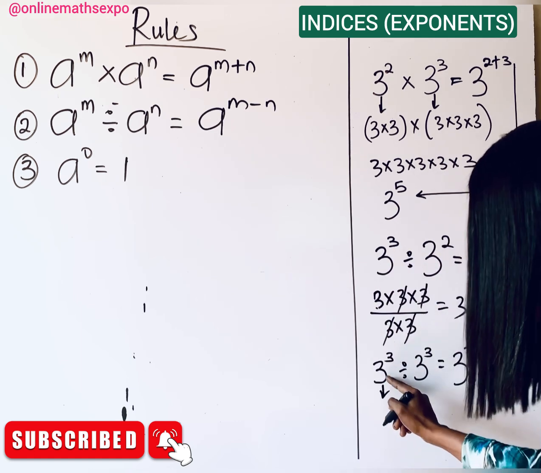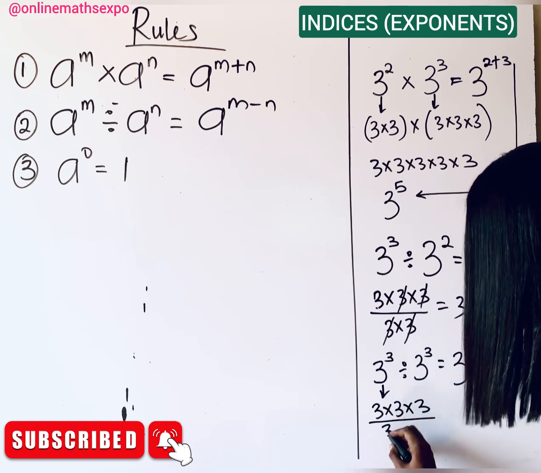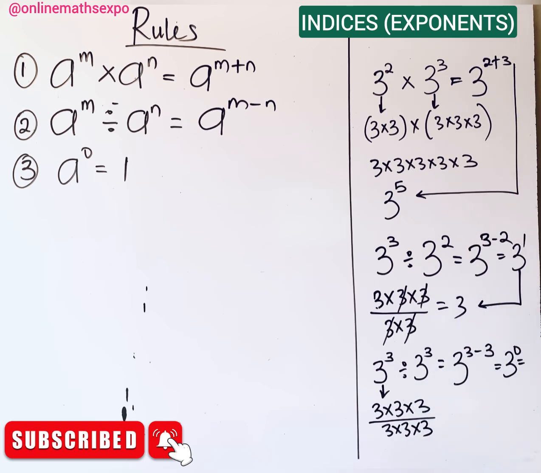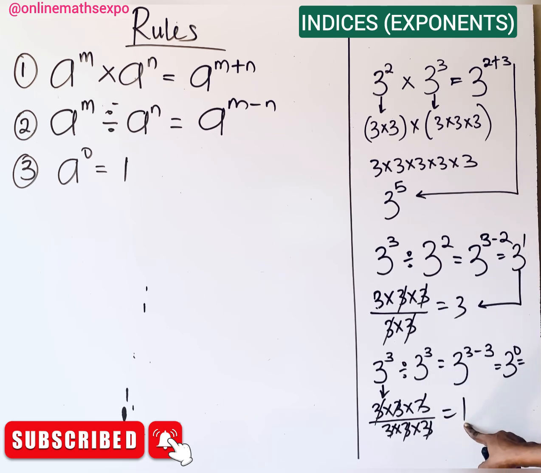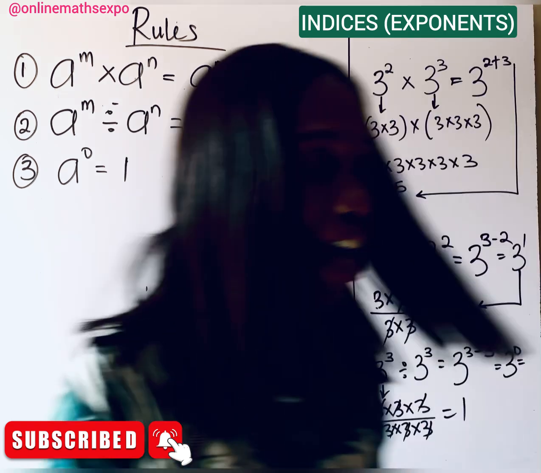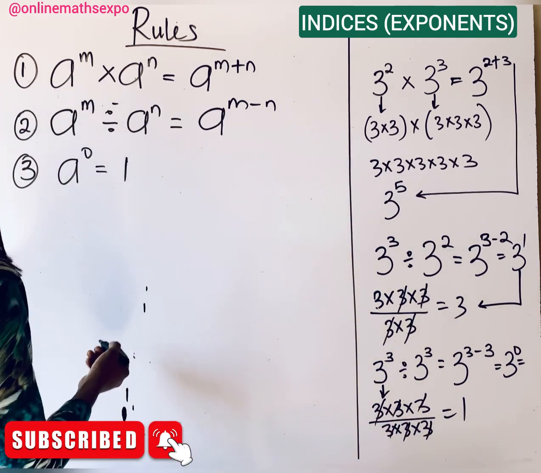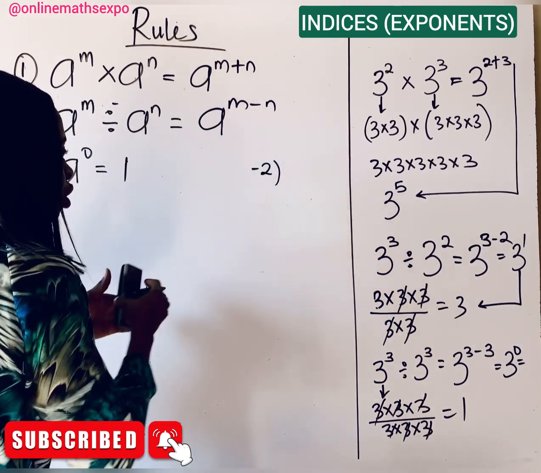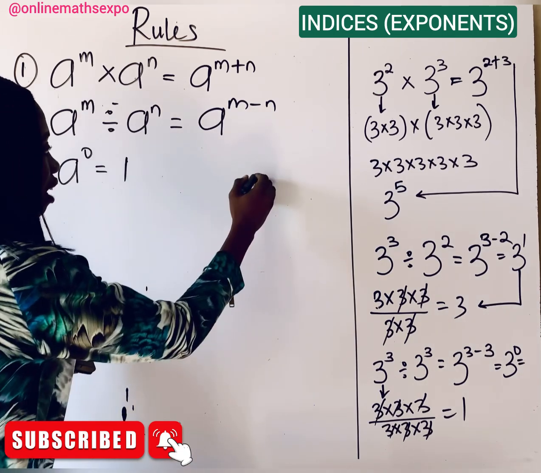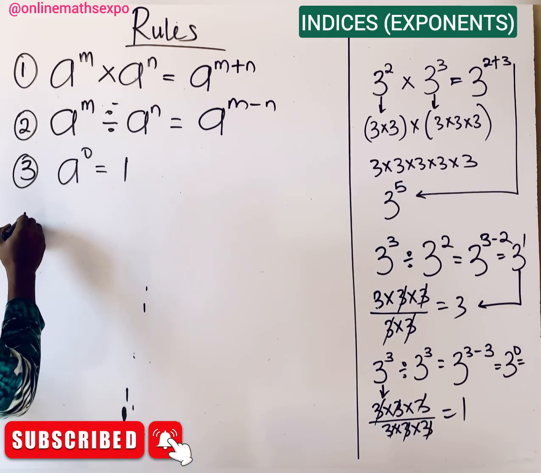Now let's do it the other way around. We are going to have 3 times 3 times 3 here, then you divide it by 3 times 3 times 3. Did you see it? When this cancels out, you are left with 1. So what it means is that this 3 to the power of 0 is the same thing as 1. So when you have a number raised to the power of 0, it is 1, and you have seen that example. Let's say we have a number like 5 to the power of 0, it is also 1. That is settled. Then we have the next one.